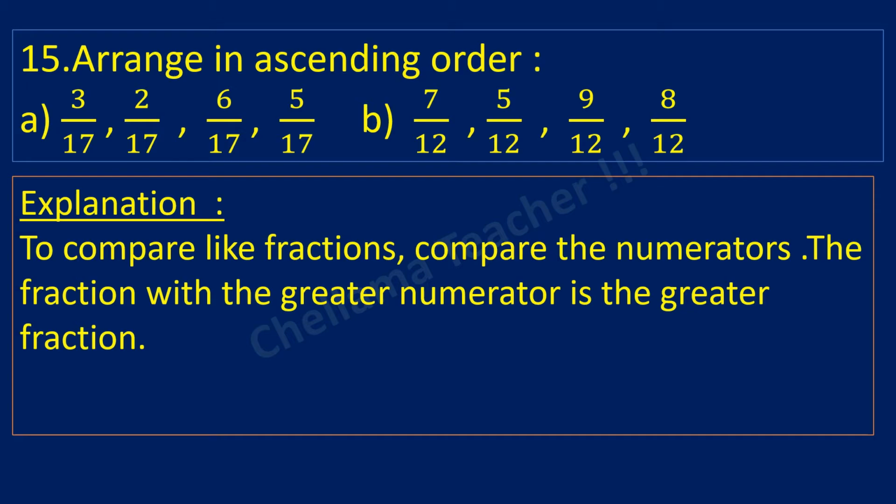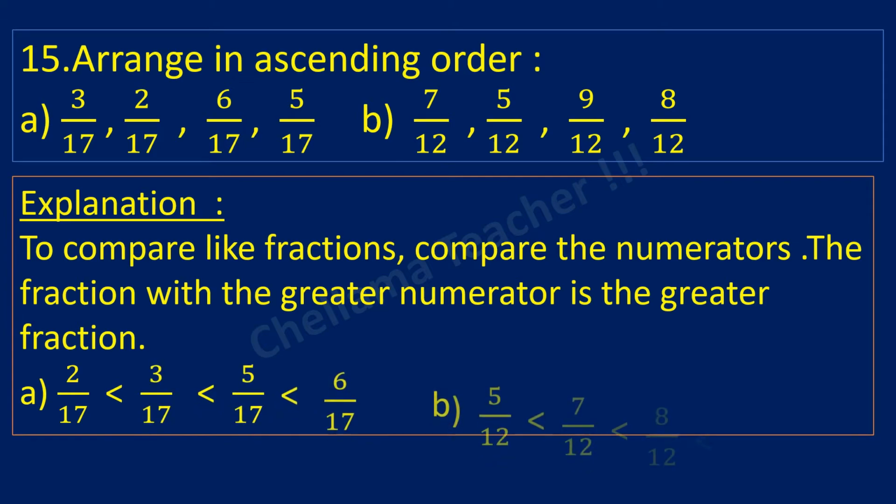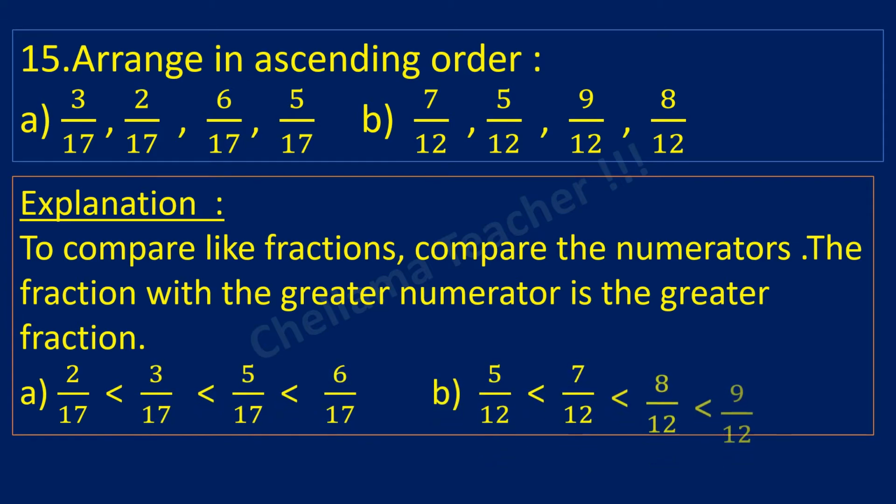The numerators are 3, 2, 6 and 5. So, we have to compare these numbers. Here, 2 is lesser than 3, 3 is lesser than 5, 5 is lesser than 6. So, the correct answer is 2 by 17 is lesser than 3 by 17, which is lesser than 5 by 17, which is lesser than 6 by 17.